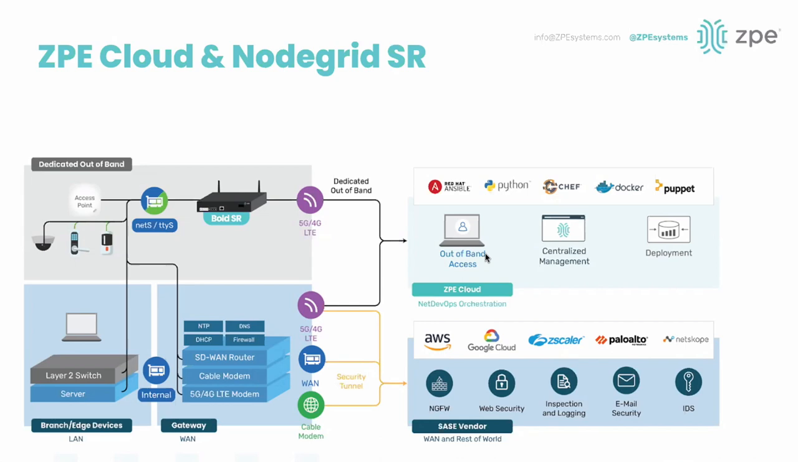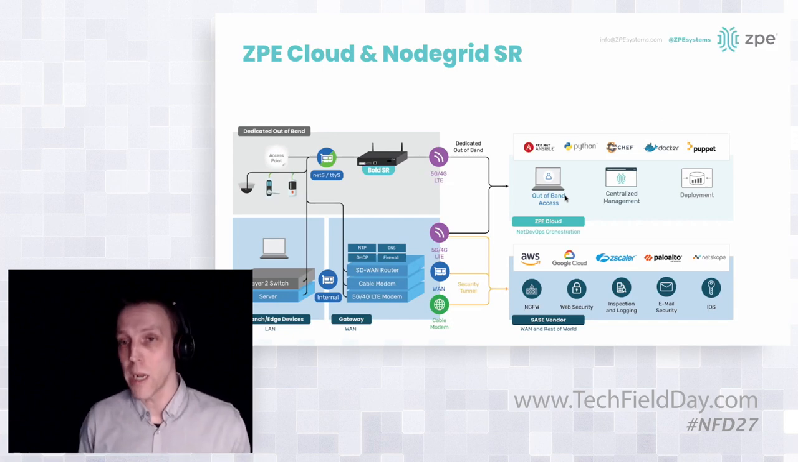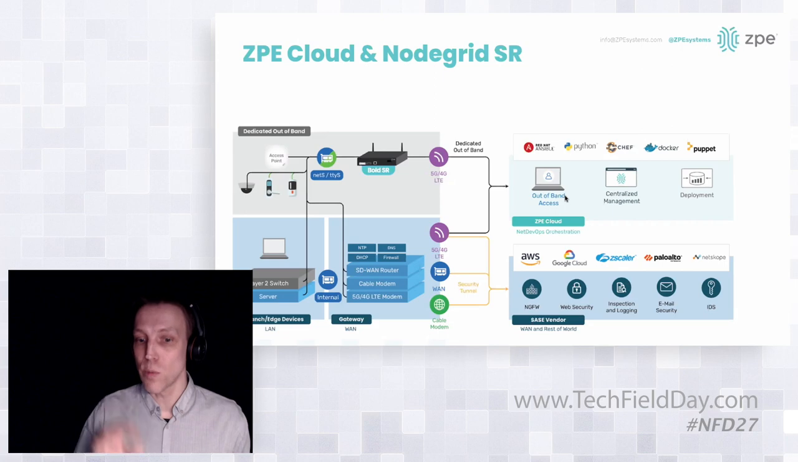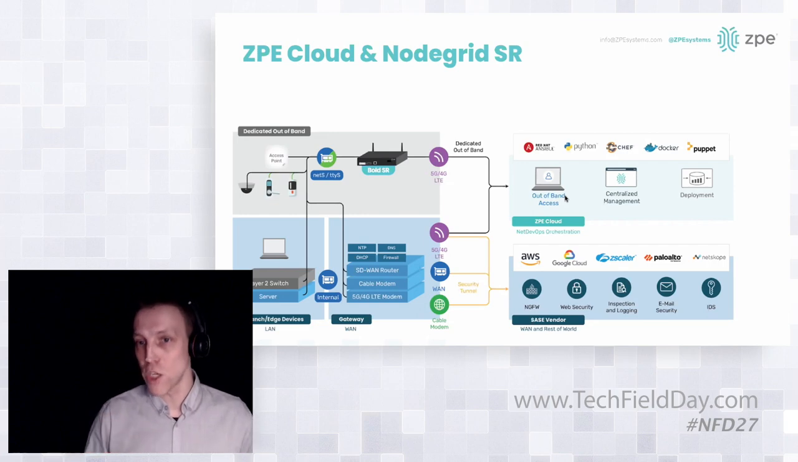The Boot SR downstream connects to your management interfaces, upstream, or to the right-hand side, connects to our ZPE cloud system, which provides out-of-band access, provides central management to all of your sites, and simplifies the deployment and management of those sites.